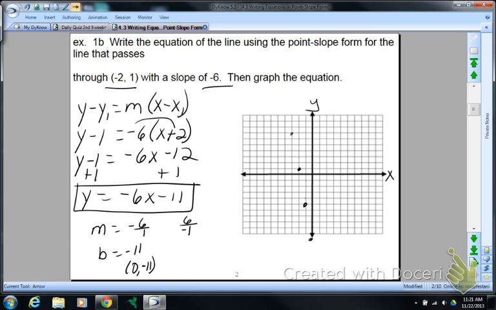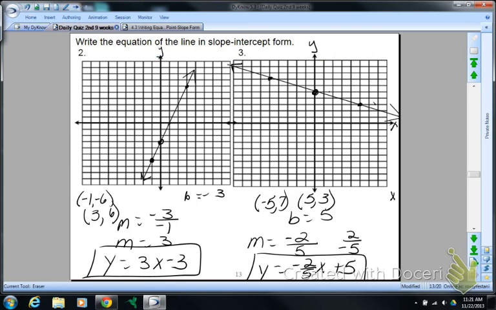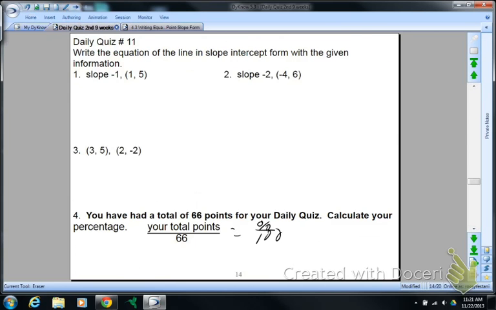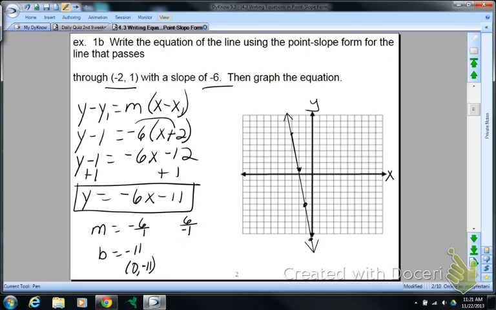And there's the graph. Okay? Oops. Sorry. That shouldn't be a point right there.